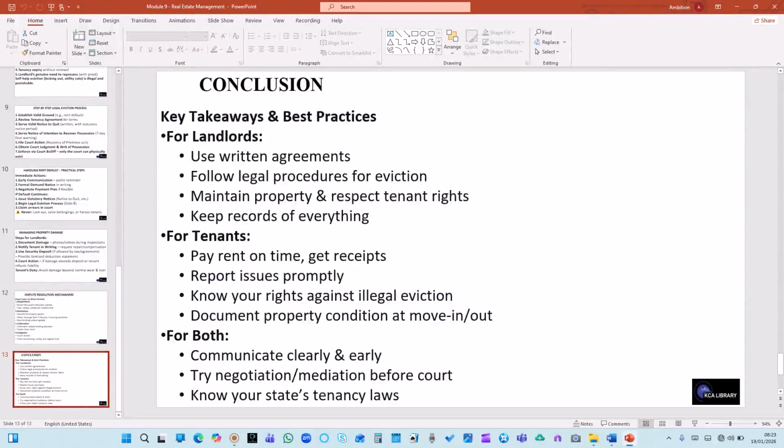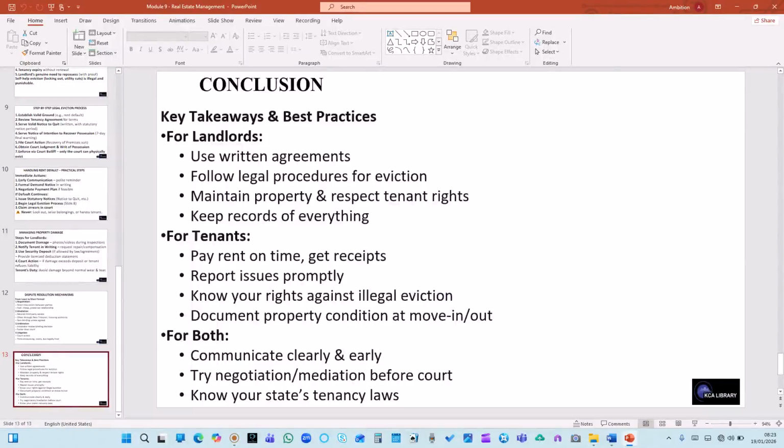For landlords, use written agreements. Follow legal procedure for eviction. Maintain your property and respect tenant rights. Keep records of everything. Then as for the tenant, pay your rent on time and get a receipt. Report issues promptly. Know your rights against illegal eviction. Document property condition at move in and move out.